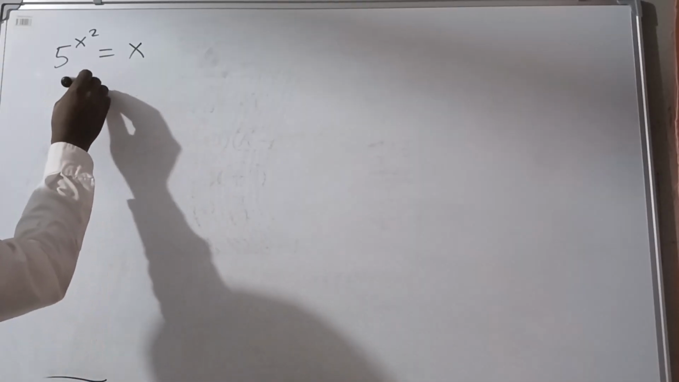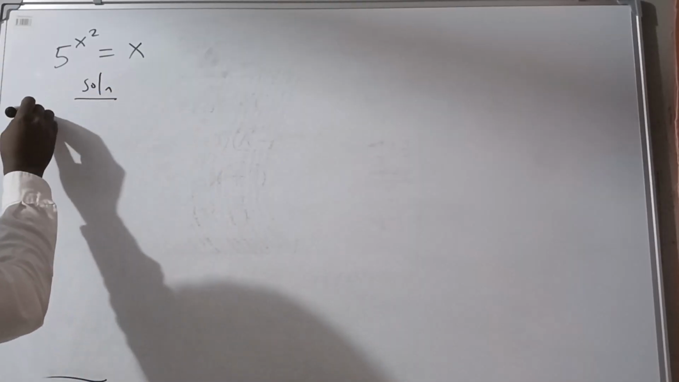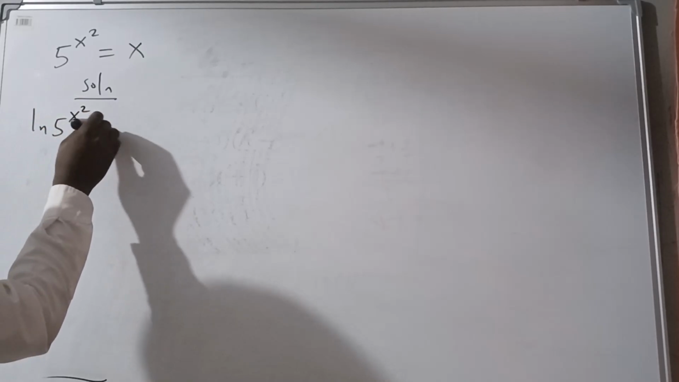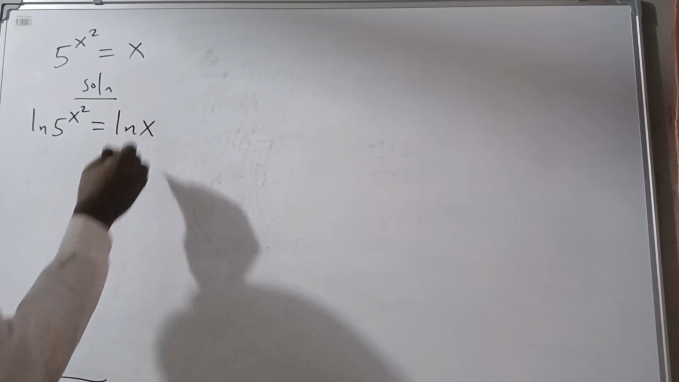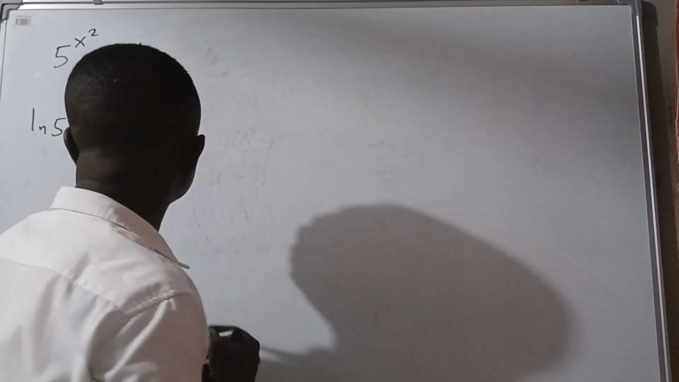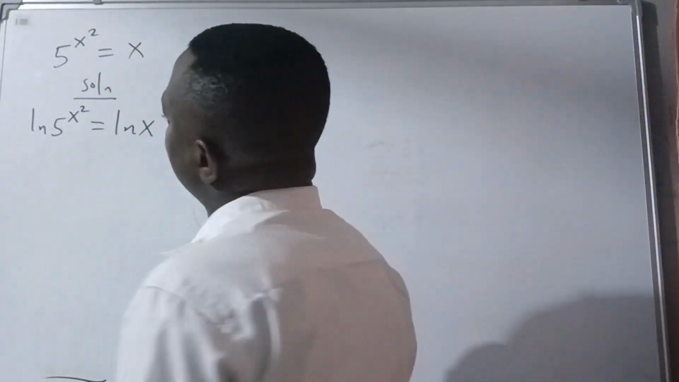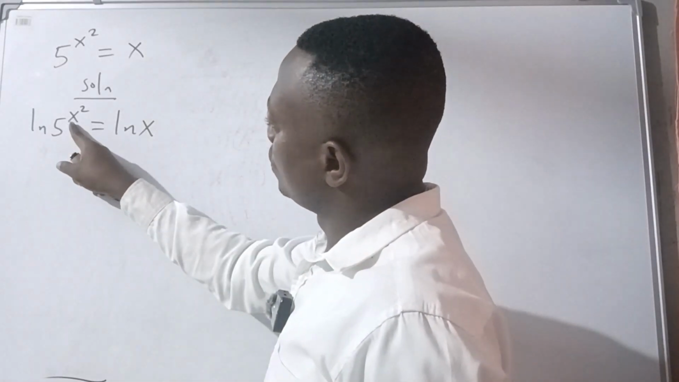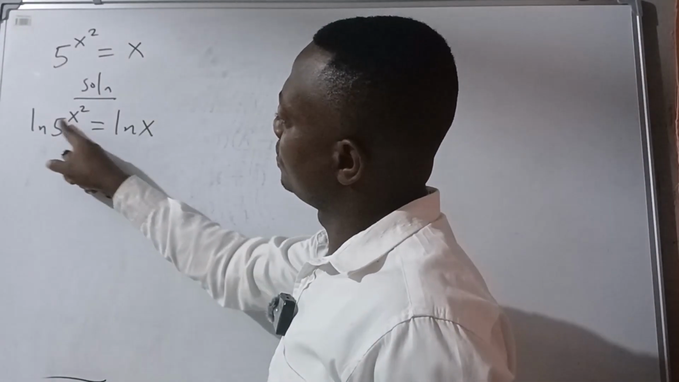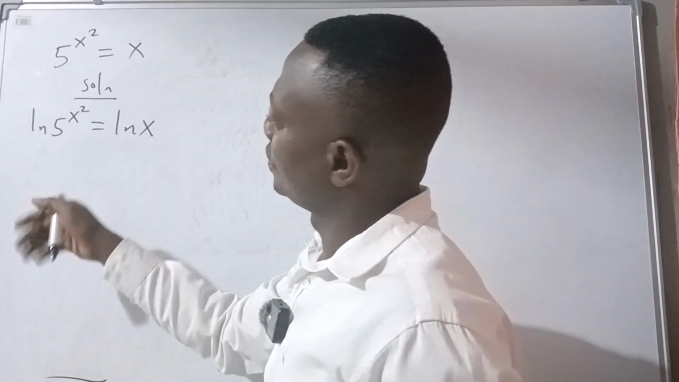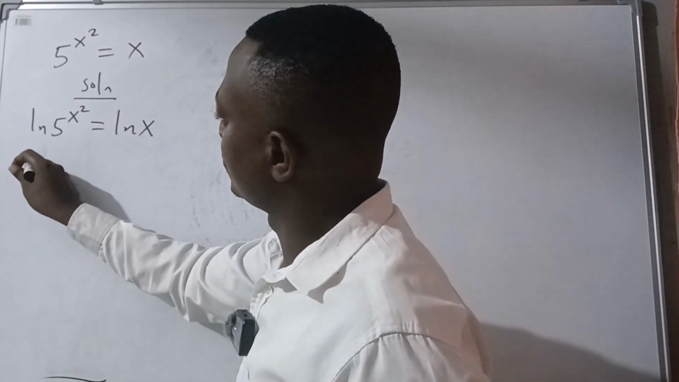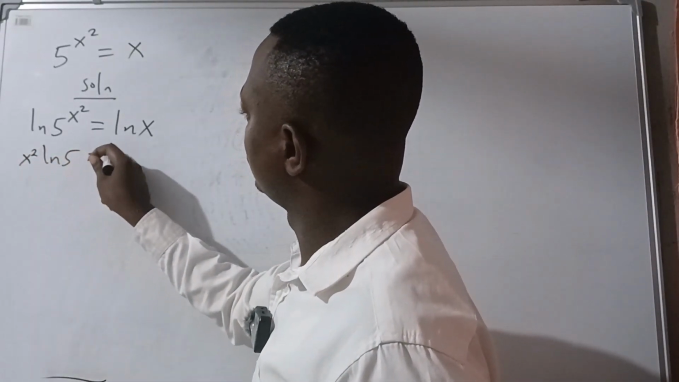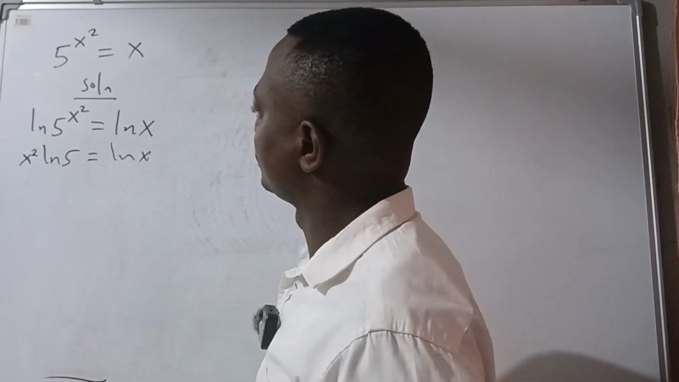So solution: I will take ln of 5 raised to x squared equals ln of x. Now let's go by the power rule as we bring this exponent here. So that will be x squared ln of 5 equals ln of x.